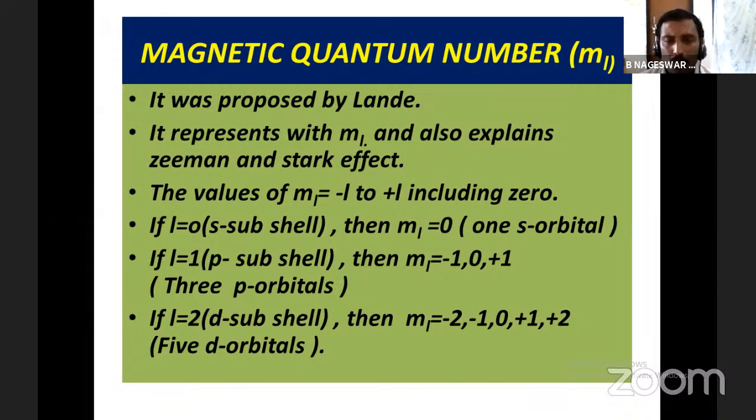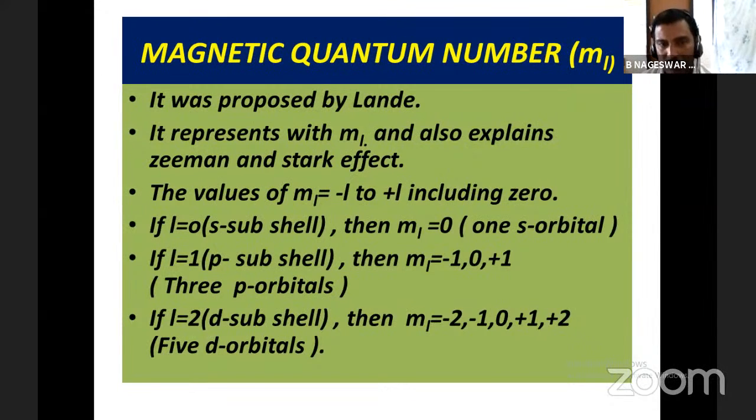If L is equal to 2, it indicates D orbital or D subshell. Then ML is equal to minus 2, minus 1, 0, plus 1, plus 2. That means for L is equal to 2, D orbital, it has 5 ML values. L is equal to 1 means P orbital. It has 3 values: minus 1, 0, plus 1. If you take L is equal to 0, it has only one value, that is 0. Okay, it is simply about the magnetic quantum number.